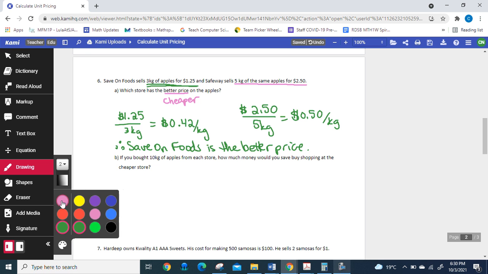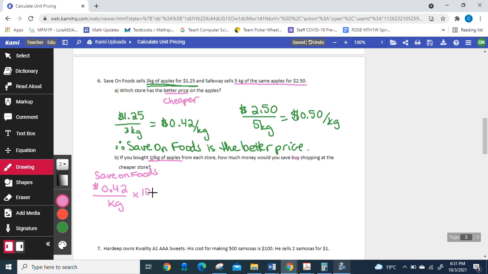If you bought 10 kilograms of apples from each store, how much money would you save by shopping at the cheaper store? Interesting. How are we going to figure that one out? Save on Foods is charging $0.42 per kilogram. And if I want 10 kilograms, let's times that price by 10. So I'm going to end up paying $4.20 for 10 kilograms.